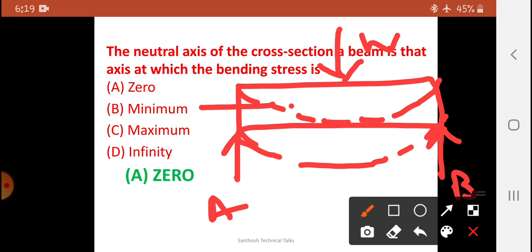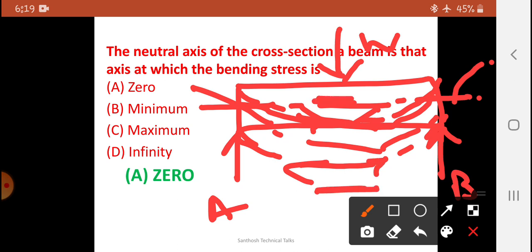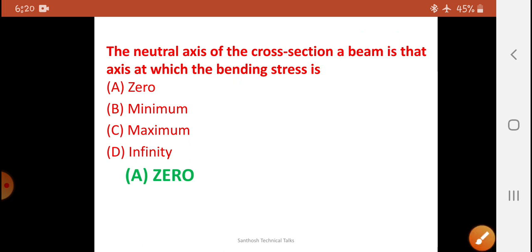So this is the neutral axis in the stationary no-load condition, and this is the neutral axis in the load condition. The topmost layers of fibers will get contracted and the bottommost fibers will get expanded. Tensile stress is acting here, compressive stress is acting here, and at the center portion no stress is acting.